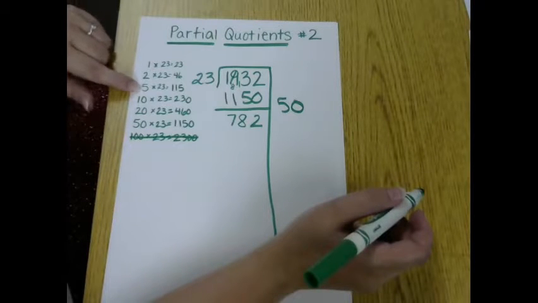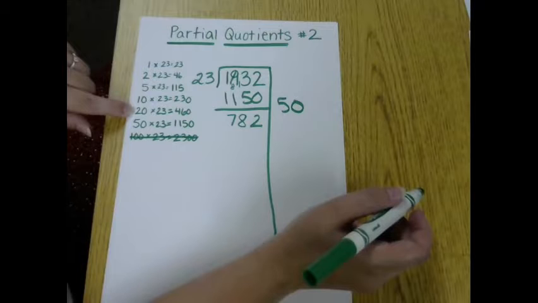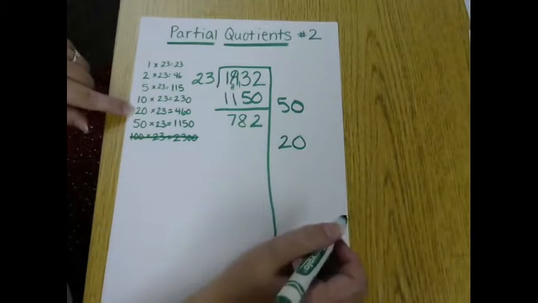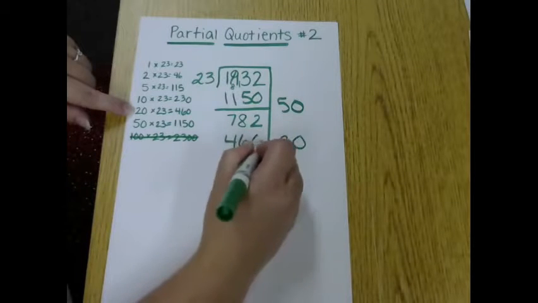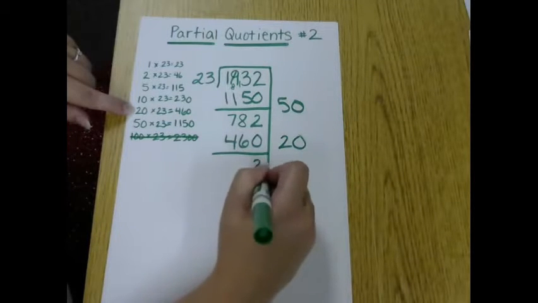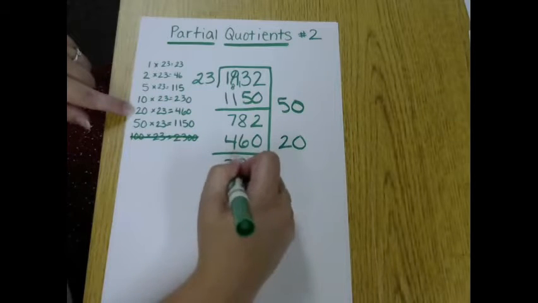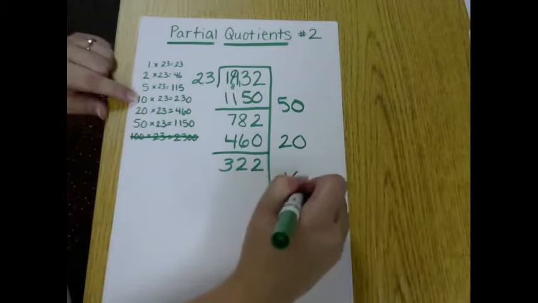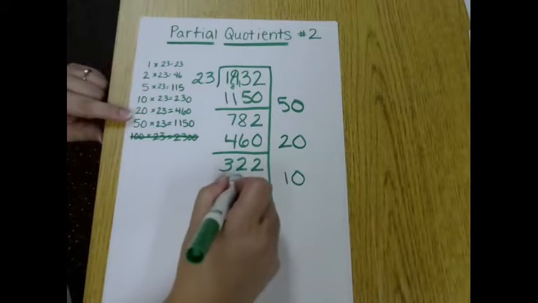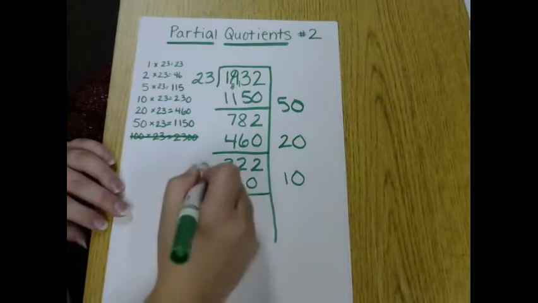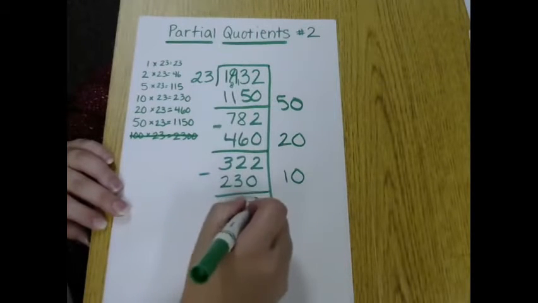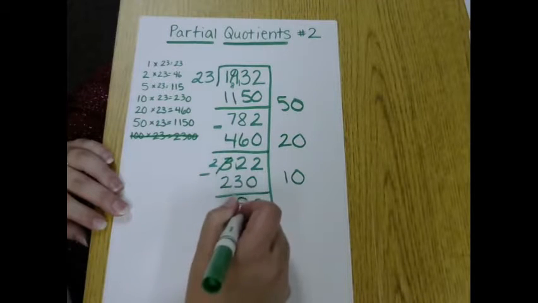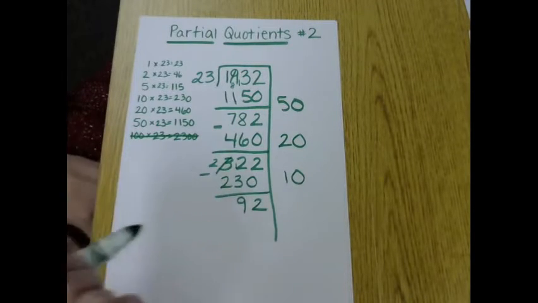That's too small. I could do a whole other 20 groups of 23. So that's going to be 460. I'm down to only needing 322. So let's just do 10 groups. That's 230. I apologize, I should have my subtraction symbols there. I'm left with only 92.